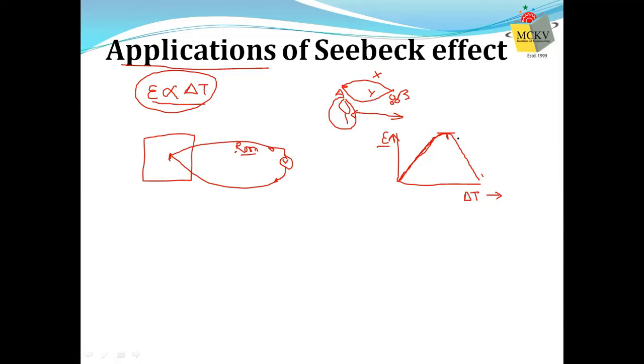This is the calibration graph of your thermocouple. You have plotted it beforehand. Now if you have the EMF, you can check from the graph. Let us say this is your EMF. You can check from the graph that an EMF of this value will correspond to this temperature difference, that is, delta T from your graph.